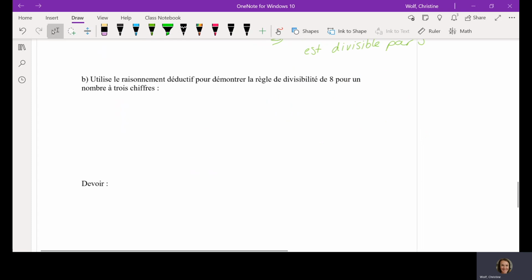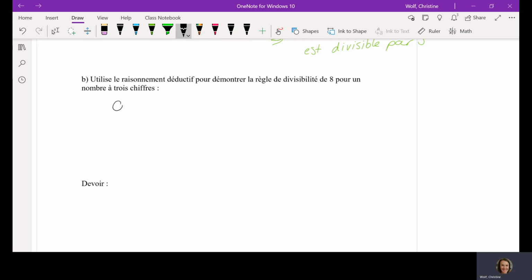OK, et on va faire une autre. OK. Utilise le raisonnement déductif pour démontrer la règle de divisibilité de 8 pour un nombre à 3 chiffres. So I bet you guys don't know that there is a divisibility of 8 rule. Okay, I'm not going to tell it to you. We're going to prove it. We're going to figure out what it is at the end.